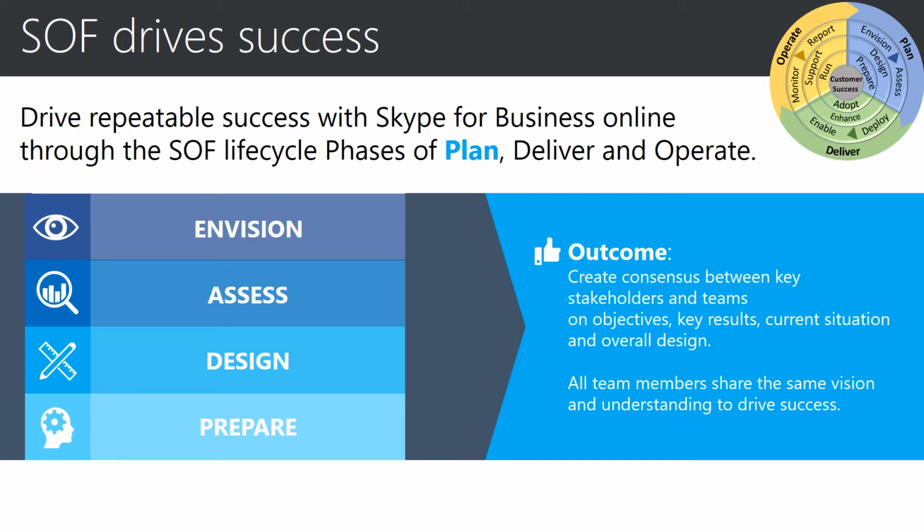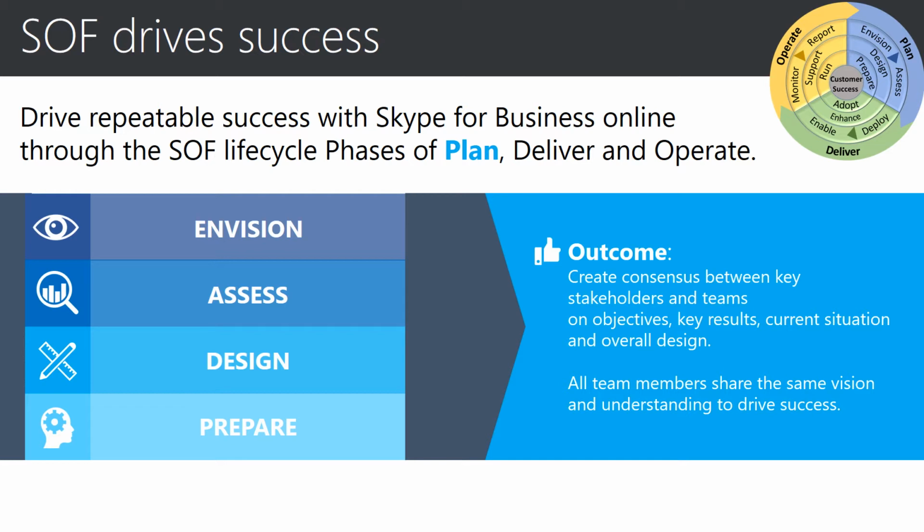So the outcome of planning, when we work through envision, assess, design, and prepare, is the creation of a common consensus amongst the project team, plus a shared view of the design and the readiness and remediation activities that are needed to prepare for a successful deployment. The shared vision to achieve the business outcomes is key to ensure that the project team has the support of the executive sponsors to drive awareness and buy-in, to ensure that identified remediation activities are correctly prioritized to drive success across multiple teams.